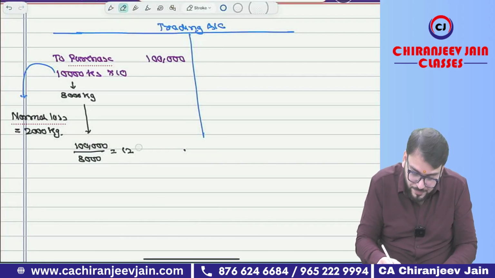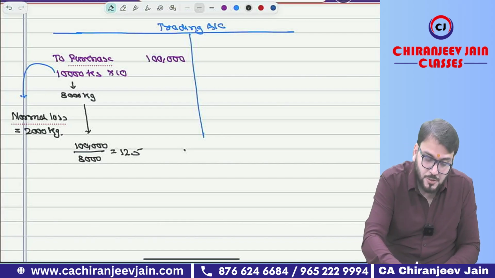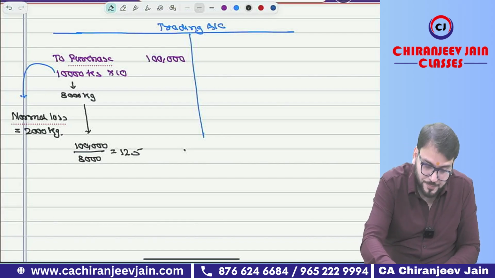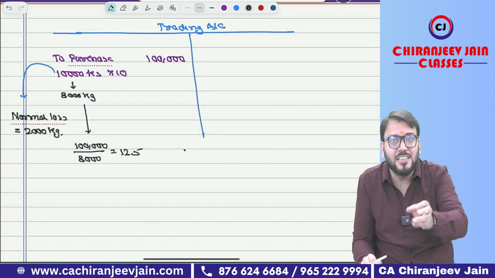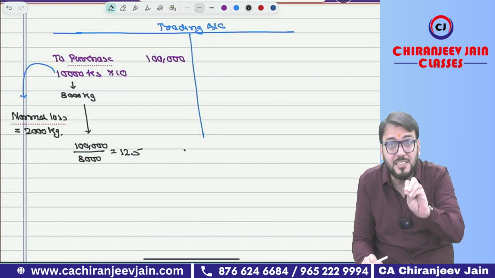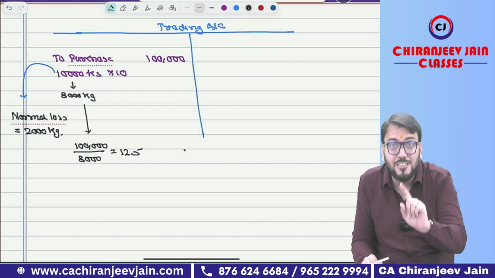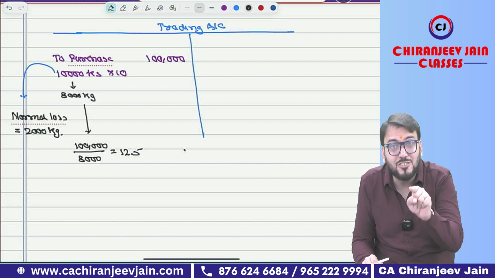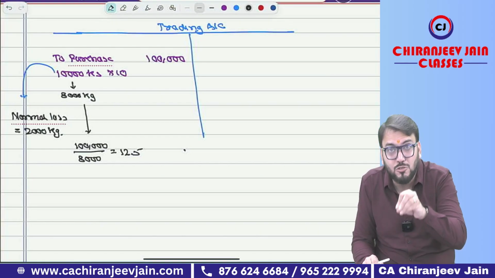Add your profit margin in 10 rupees or 12.5 rupees? 12.5 rupees. Are you getting what I am saying? So you purchase 10,000 kg and there is a normal loss of about 2,000 kg. It means effectively you are purchasing 8,000. So your cost per unit is not rupees 10. Your cost per unit is 12.5. And if you want to add profit margin, you will add it not in 10. You will add profit margin in 12.5.